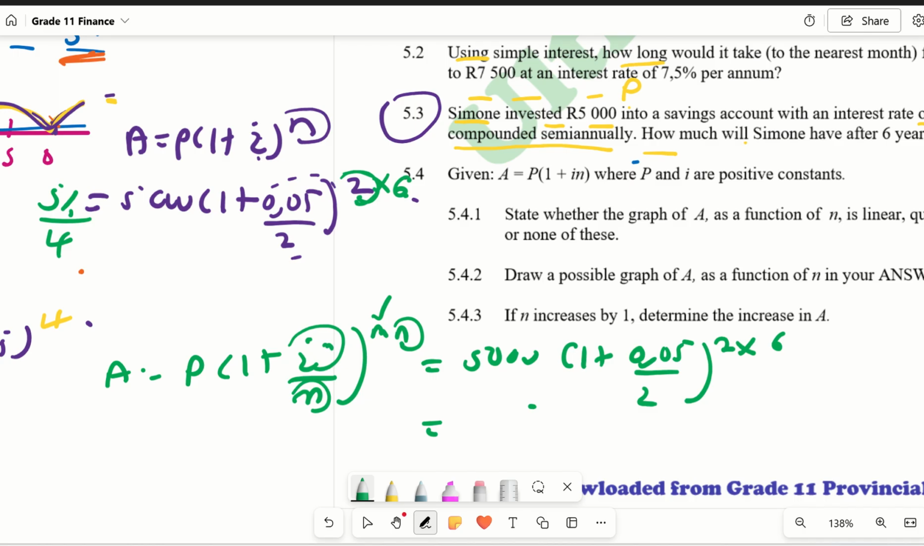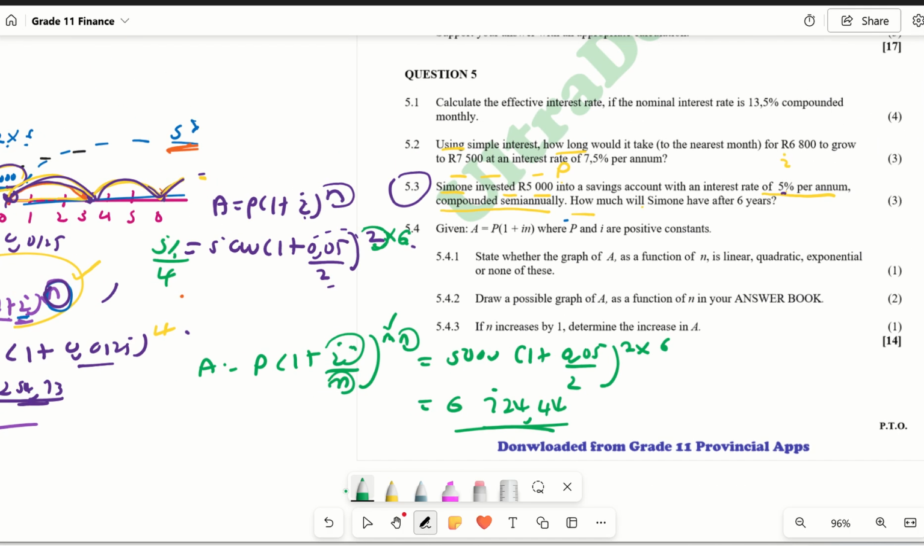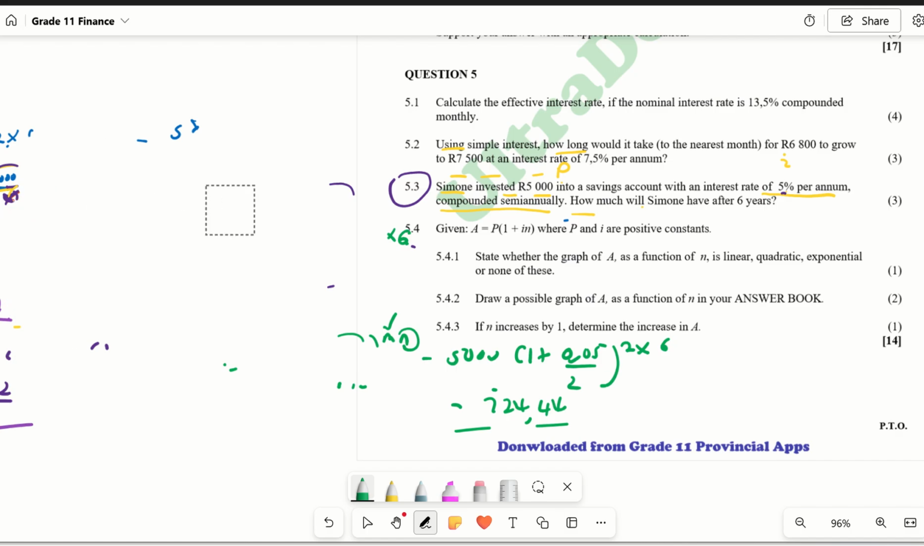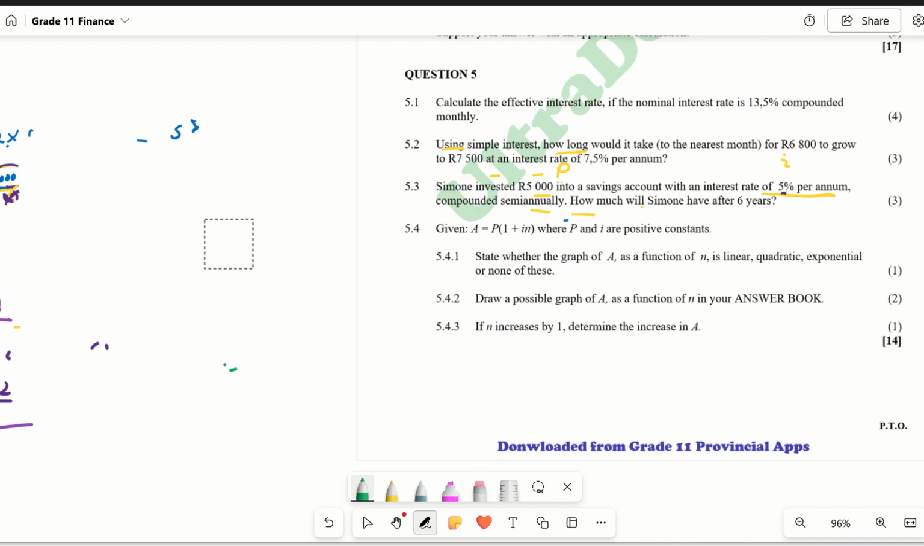This will give you an answer of 5,000 times 1 plus 0.025 to the power 12. This gives us 6,724.44. Okay, all of you got that. That's proper. I'm super proud of you. Any questions? Any gray areas? No questions. Okay, we move now to the next one.